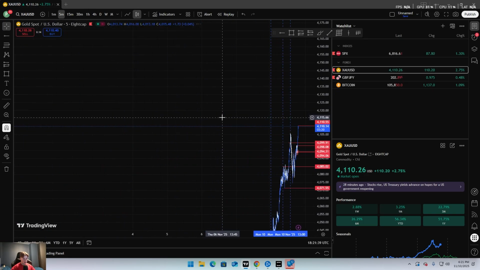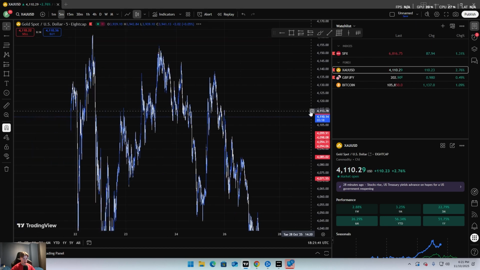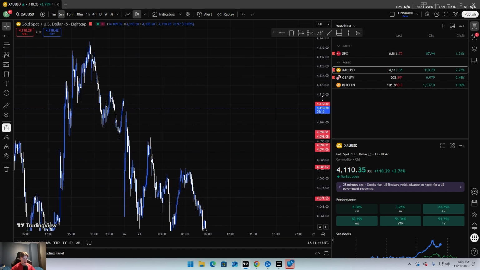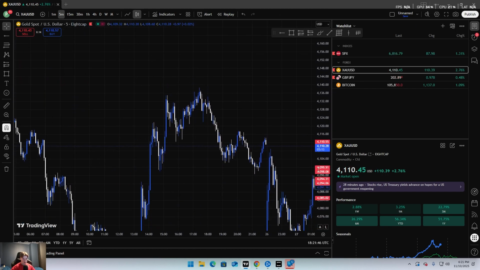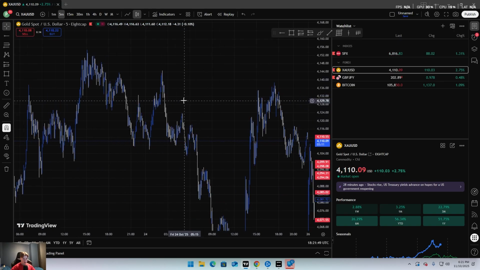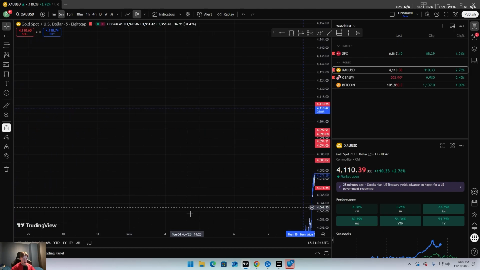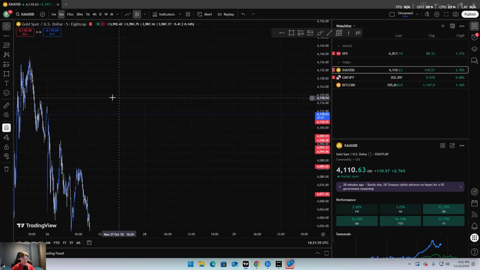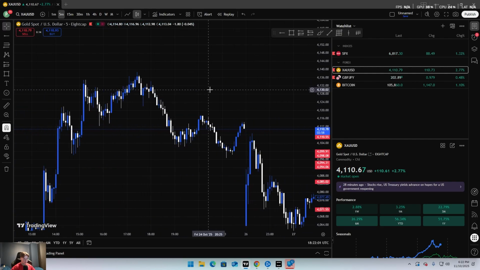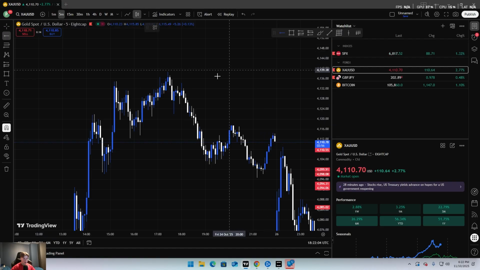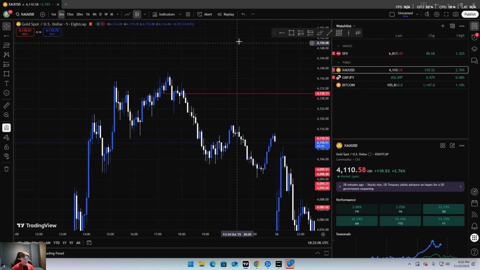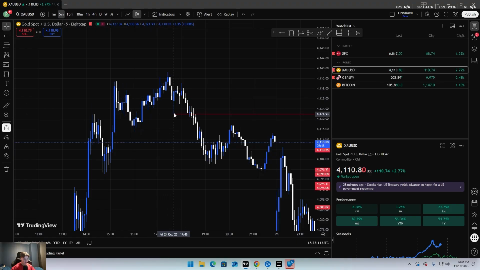Actually, let's go to 5 minutes. Can we see anything? Yeah. So using 5 minutes, you can see this one got filled, but we actually have it over here as well. That's a breaker structure happening over there. Yeah, so breaker structure happening over there.